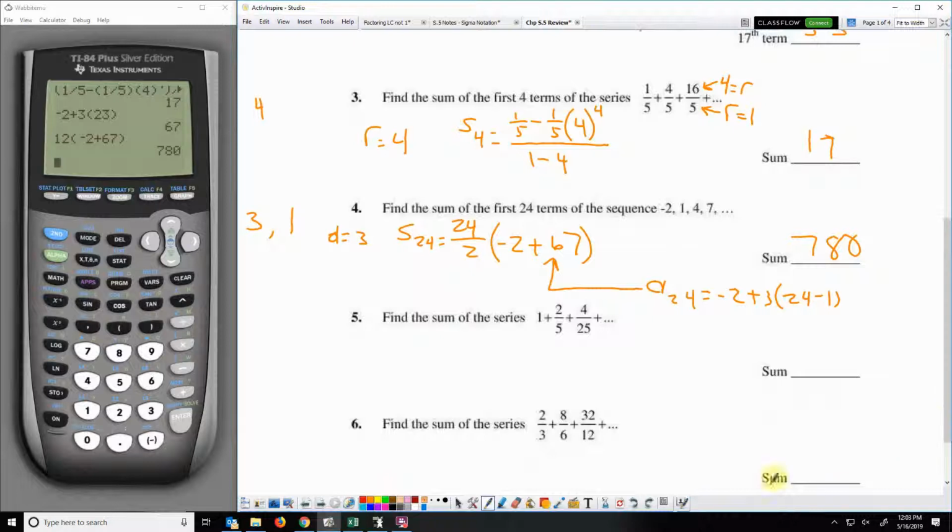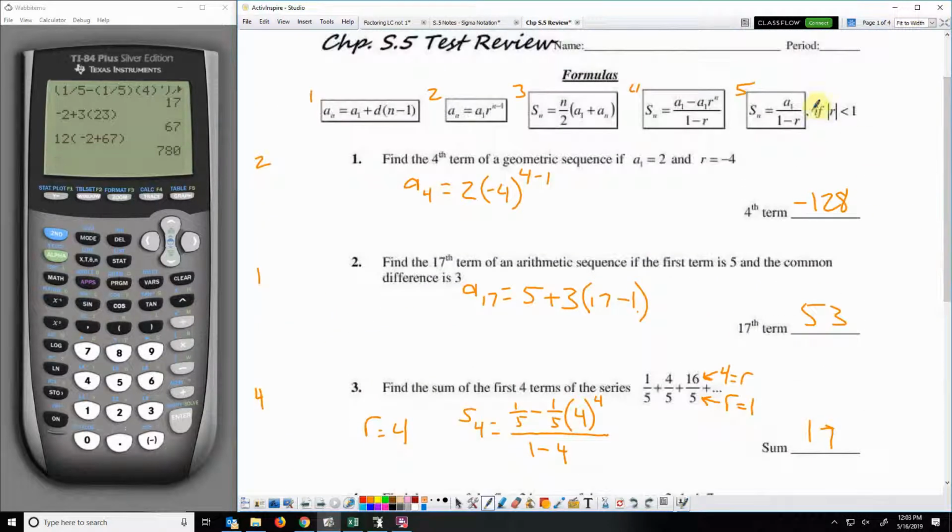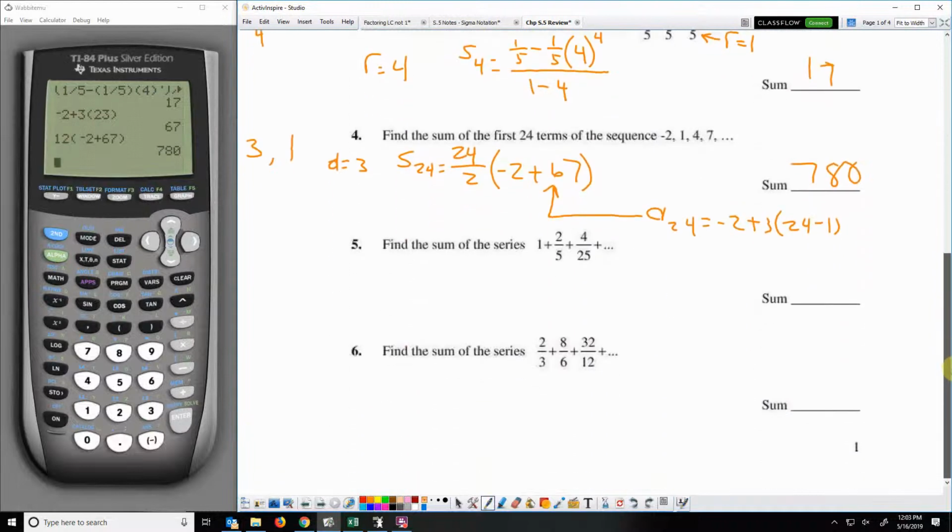Sum of the series, and that's for 5 and 6 both. Sum of an infinite series is formula 5, first term over 1 minus r, but only if there is an r that has an absolute value less than 1. Okay, so here it looks like the numerator is being doubled, so r is 2. Down here, we're multiplying by 5. Okay, so r is 2/5. So we can use formula 5 because r has an absolute value that is less than 1.